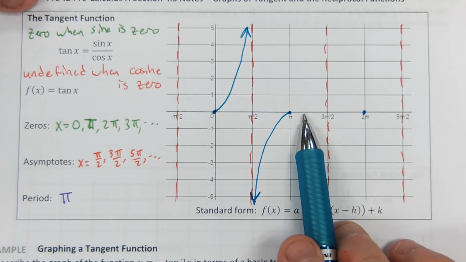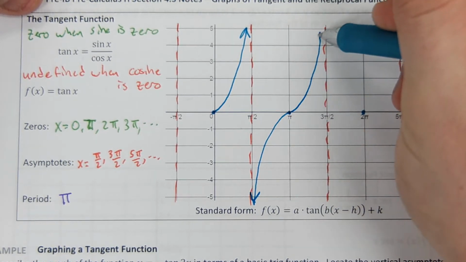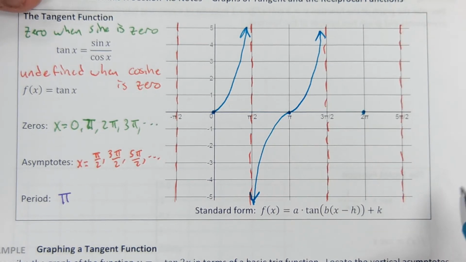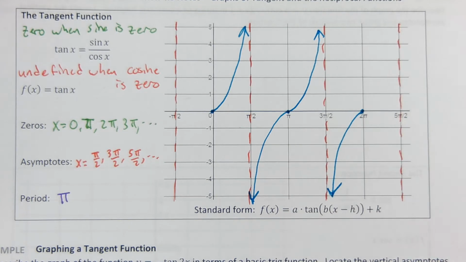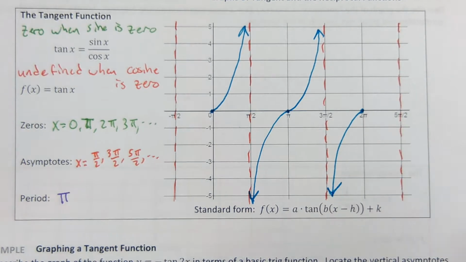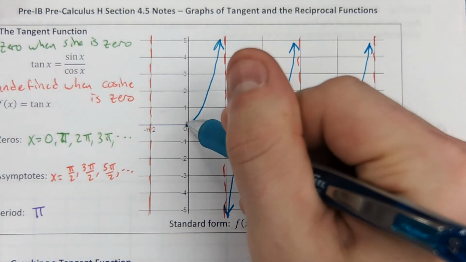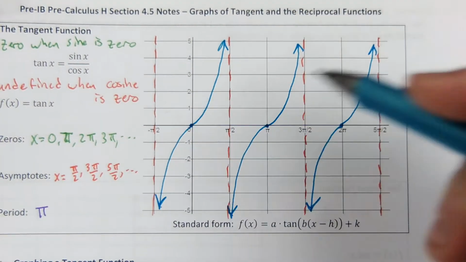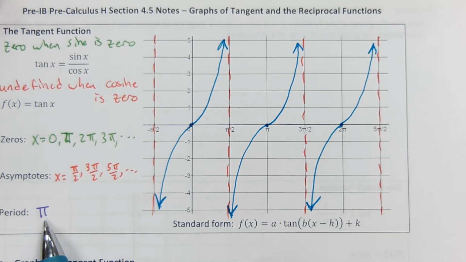Quadrant 3 is a copy of quadrant 1. And quadrant 4 is a copy of quadrant 2. I think you get the idea. There's your tangent function. Notice that there's exactly pi between the zeros. There's exactly pi between the asymptotes. That's because pi is the period.